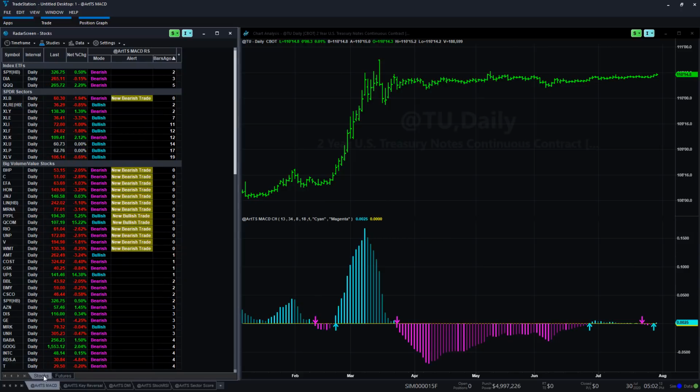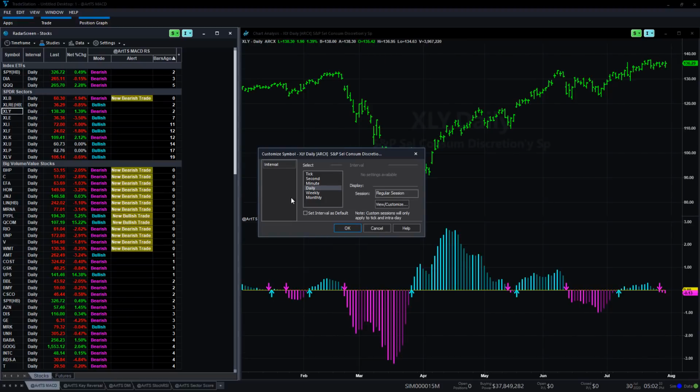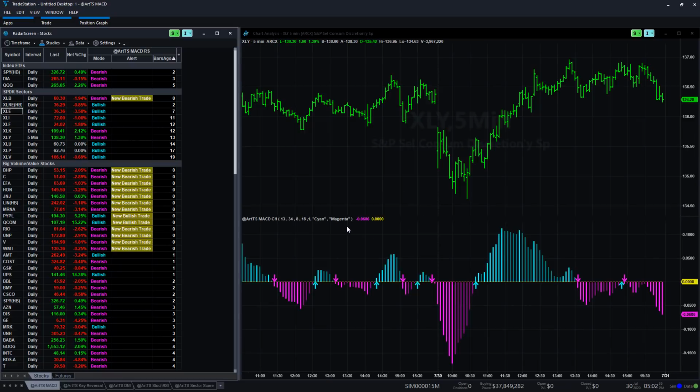All right, finally, RadarScreen housekeeping here. You'll notice that all of these symbols are daily, and the interval column is just reporting the interval, but the actual interval is set on the row, on the symbol. So if I double click, for example, right there in that one cell, I can change the interval. I can make this 5 minutes. There it is. That's now a 5-minute MACD, not a daily. If I click on that, the chart changes to 5 minutes, and now that's a 5-minute MACD.